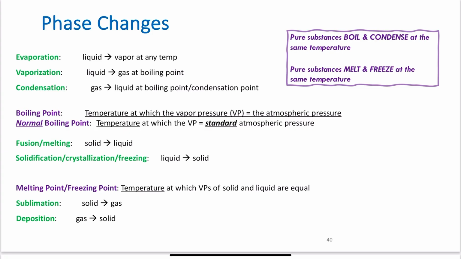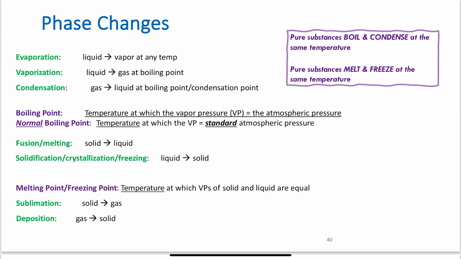Evaporation, again, is any liquid escaping to the gas phase at any point, any temperature. But vaporization specifically is the liquid going to the gas phase at its boiling point. And again, remember, boiling point is dependent upon atmospheric pressure. Condensation is the reverse of this process. It's the gas going to the liquid at the boiling point or condensation point. So gas to liquid, condensation; liquid to gas, vaporization.